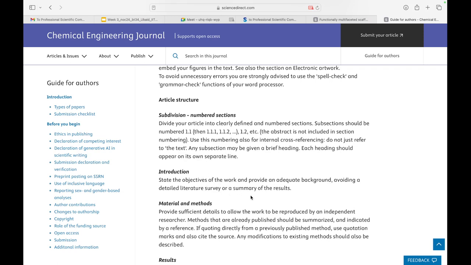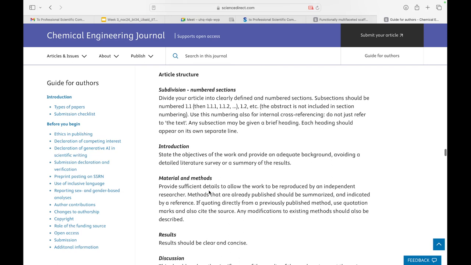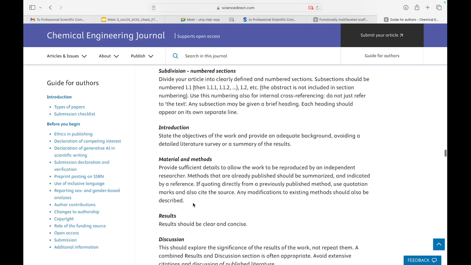Like earlier in the abstract section, I told you some of the journals need the abstract just as one paragraph, and some of them have the guidelines that every part of the abstract, like introduction, methodology, discussion, result, should be separate paragraphs. So this is why it is written how subdivisions should be made. Subdivisions should be numbered like this if you are submitting here.